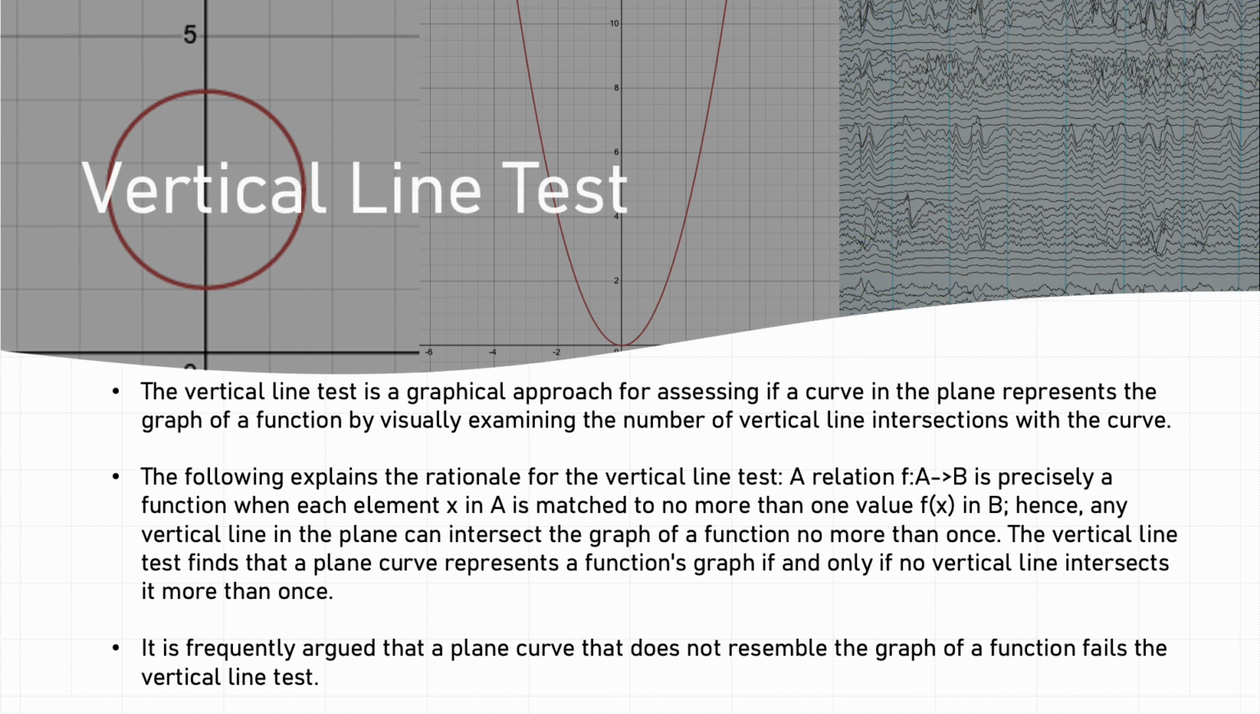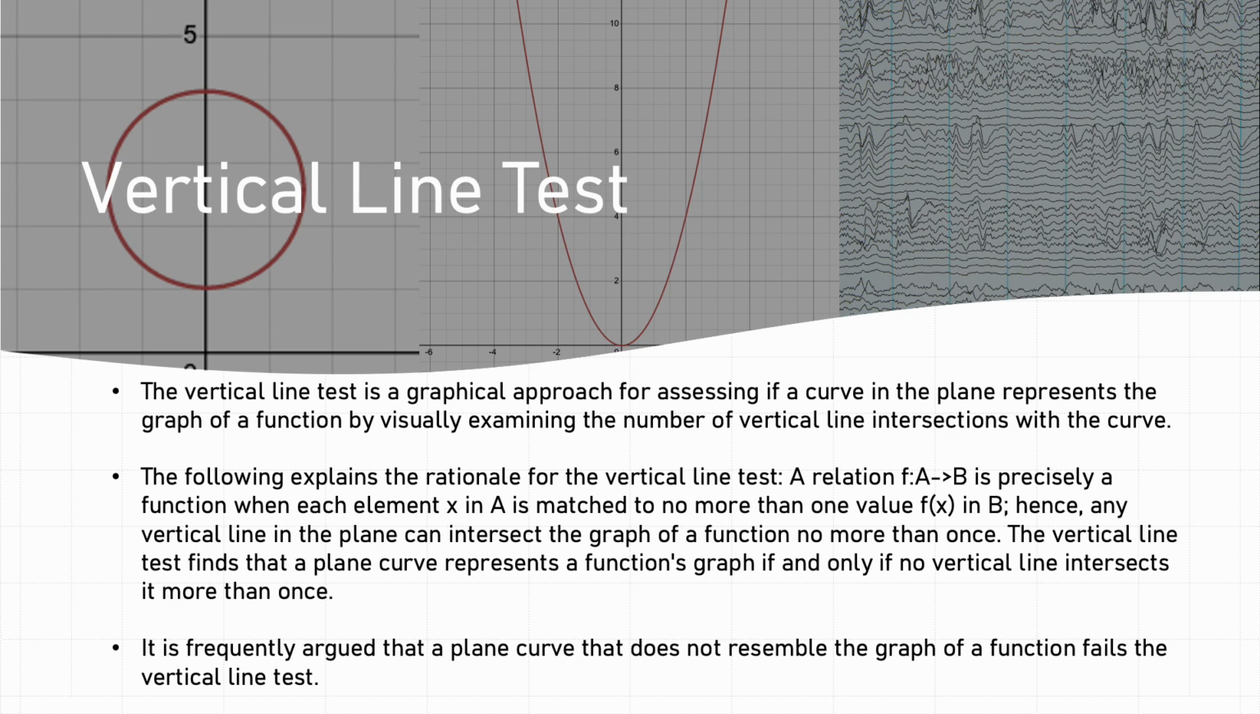If you have a curve in the plane and you think it might be the graph of a function, you can check by counting how many times it crosses a vertical line using a graphical method called the vertical line test. Here are some reasons why we use the vertical line test. Any vertical line in the plane can only cross the graph of a function a maximum of once.